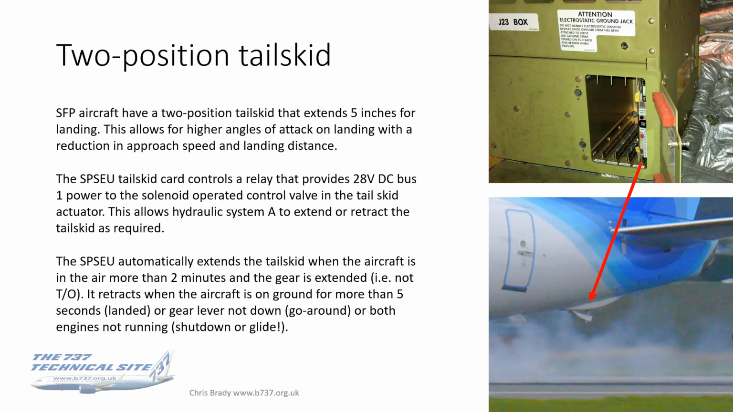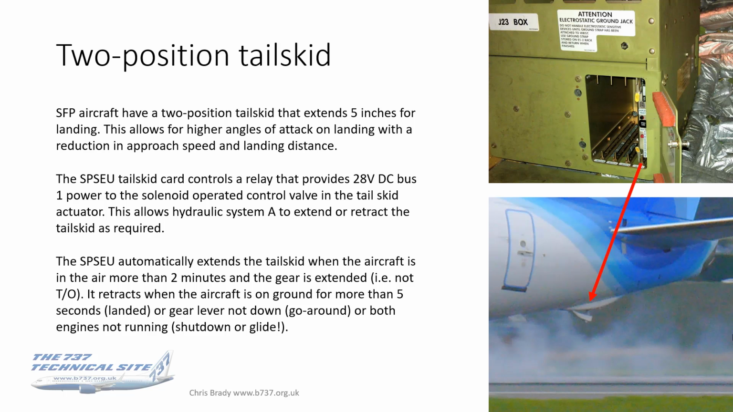The PSEU tailskid card, remember that's the one in slot A on the right hand side, controls a relay that provides 28 volt DC bus 1 power to the solenoid control valve in the tailskid actuator. That allows hydraulic system A to extend or retract the tailskid as required.